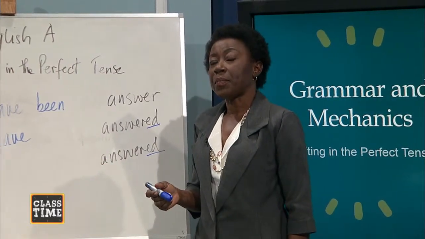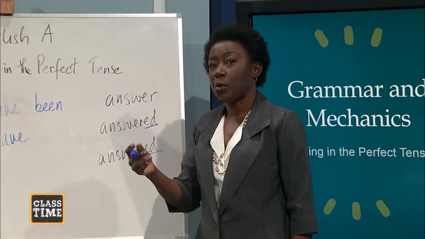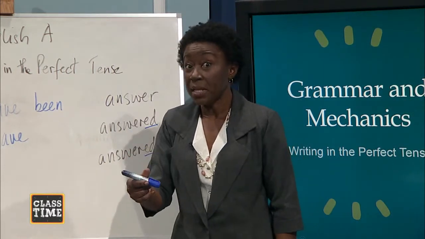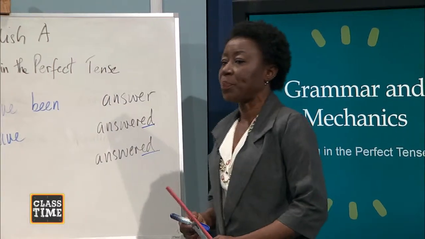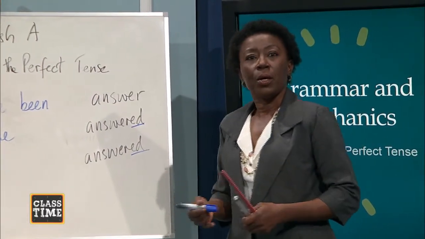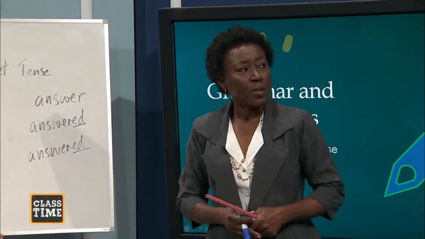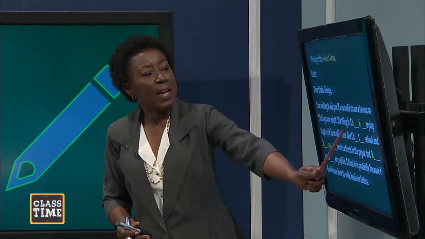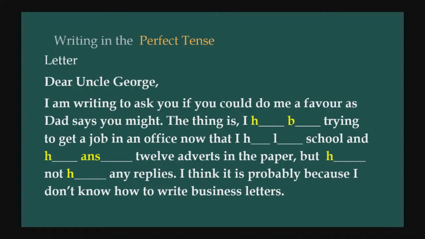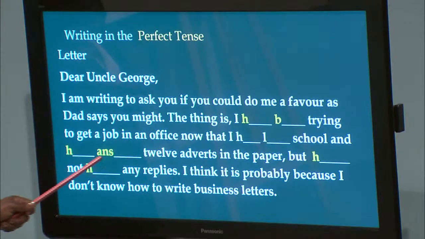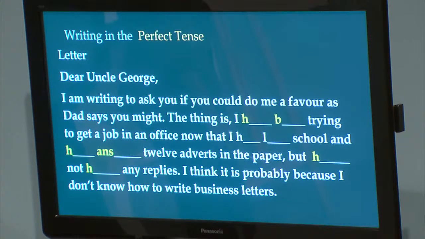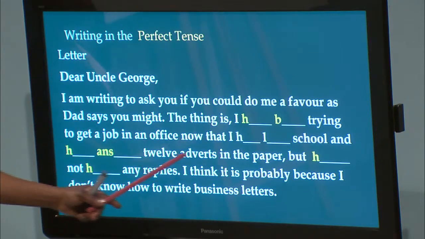Now, all verbs have past participle forms. If it has a past tense, it has a past participle form. Now, how you express it, you could find yourself in a verb phrase. So, I have left school, and I is still the subject, so have. Answered. I've answered 12 adverts in the paper.